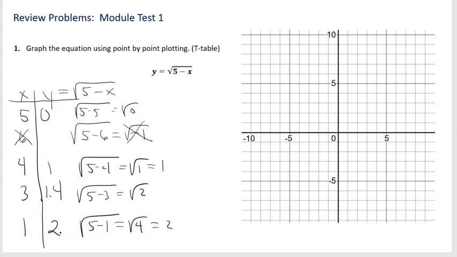Now, is that enough points to plot to get a shape? Well, you already have an idea what a square root graph looks like, don't you? We worked on those in section 1.6 in transformations. So right here, I'm going to plot the point (5, 0) and the point (4, 1). Then (3, about 1.4, almost 1.5), and then (1, 2). And then you see that arc-over shape. I'm going to arc over to the left, and that's because of that negative in front of the x.